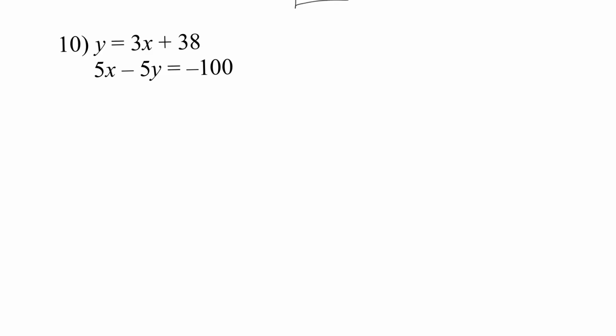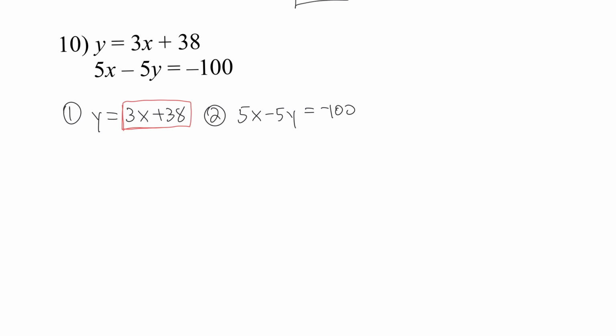So number 10, same thing, you want to solve, and we also have the y by itself, so I can use the substitution method. So step number 1, I'm going to use that equation with the y by itself. So I have y equals 3x plus 38. Second step, I'm going to use the other equation, 5x minus 5y equals -100, and I'm going to substitute. So I'm going to take all of this in step number 1. This is the y value. y equals all of this right here, and substitute into the y right there.